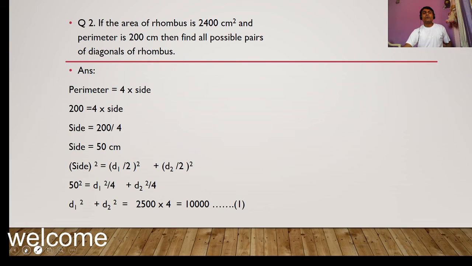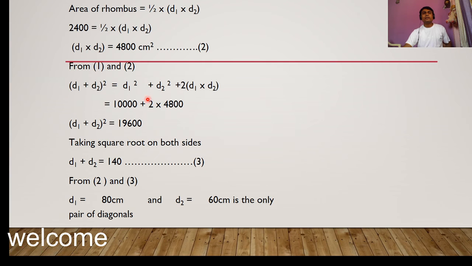Now we want to find all possible pairs of diagonals of the rhombus. We have the area of rhombus equals 1 by 2 into d1 into d2. From that the product d1 d2 equals 4800. By putting the values we get (d1 plus d2) square equals d1 square plus d2 square plus 2 times d1 d2, and from that (d1 plus d2) whole square equals 19600. Taking square root on both sides, d1 plus d2 equals 140.